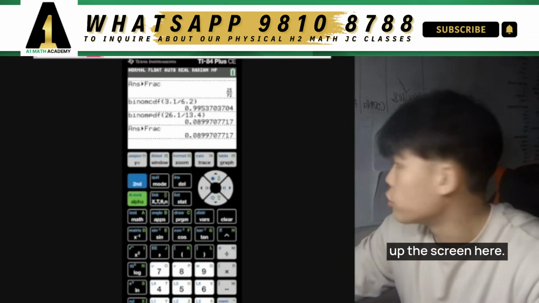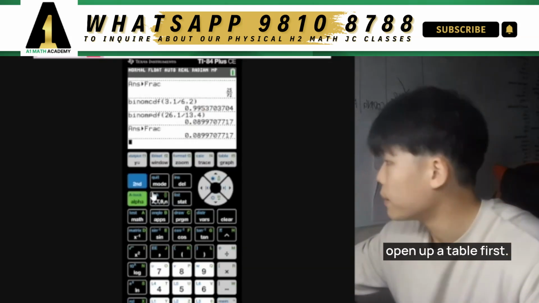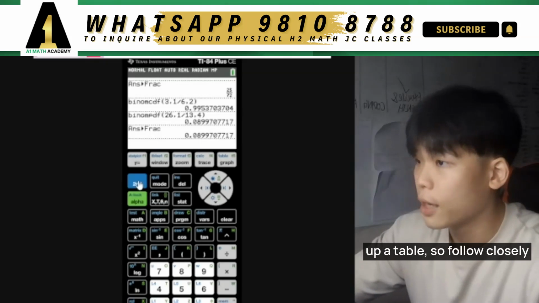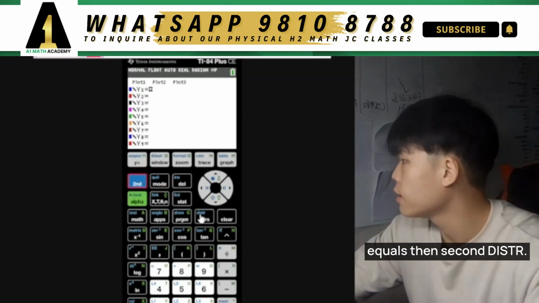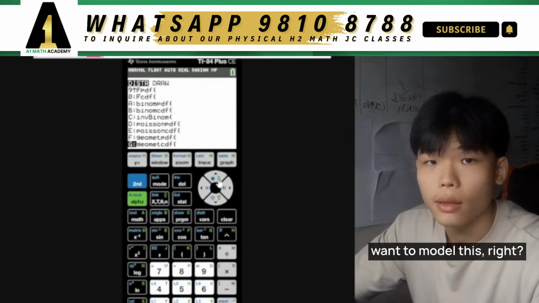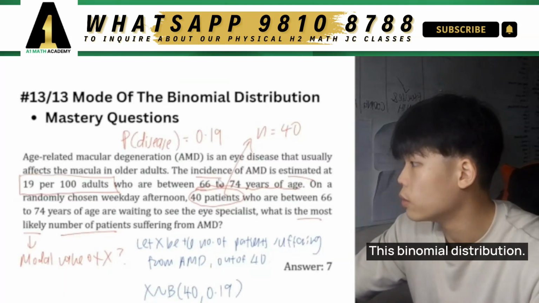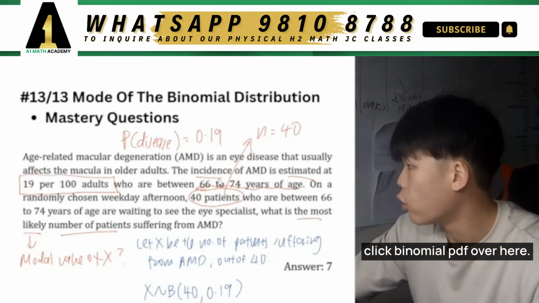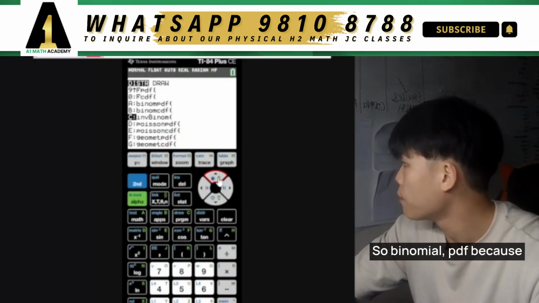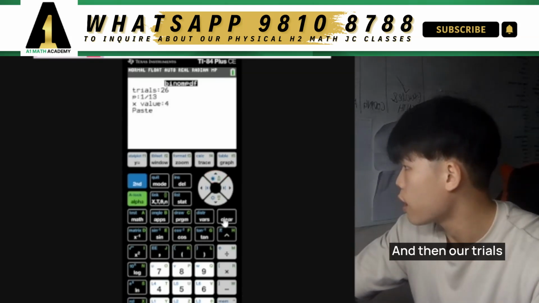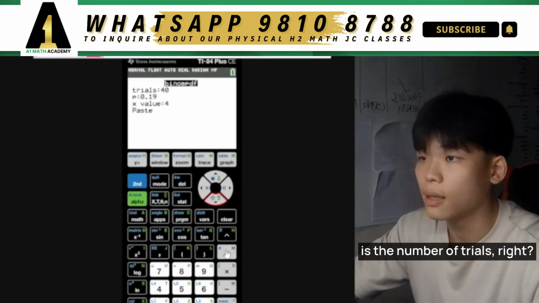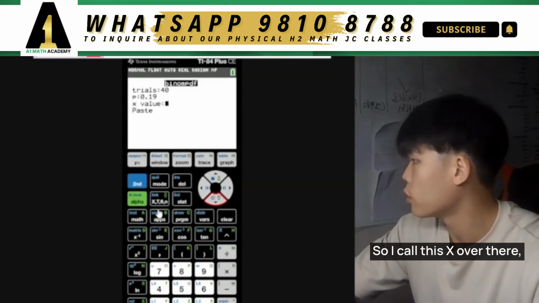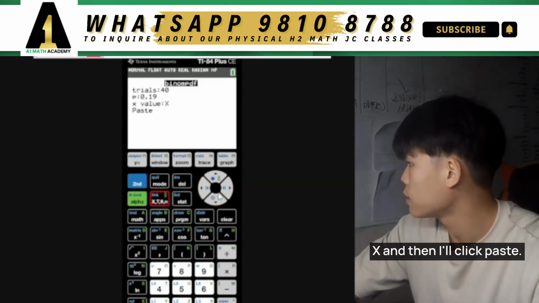Okay, so I'm just going to open up the screen here. We are going to open up a table first. Follow closely along because there's quite a few buttons to be pressed here. First, we go to y equals, then second, distr. Now, we want to model this binomial distribution. Over here, we click binomial PDF, because we want one specific value. Then our trials would be 40 trials, and the probability of success is 0.19. And then my x is the variable, so I'll change this to x. Then I'll click paste.